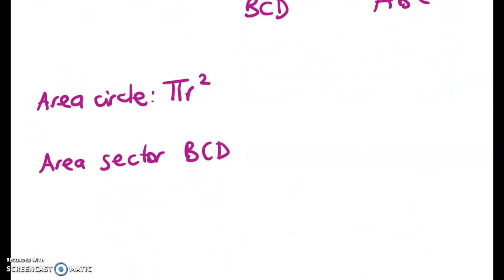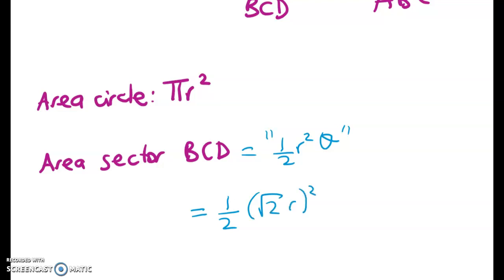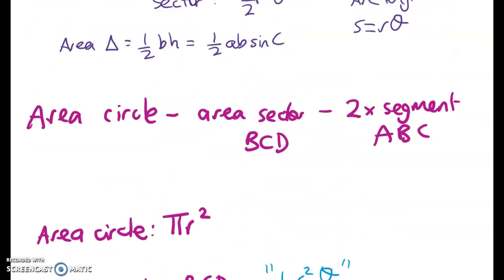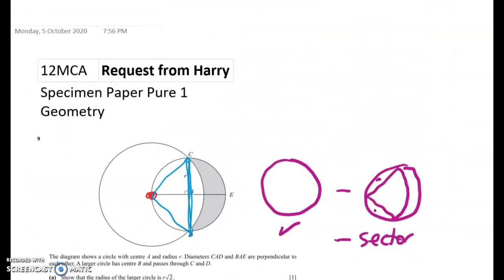So that means for the sector, my formula is half r squared theta, right? So here, it's equal to a half times root 2r squared times pi on 2. When I simplify that, I get 2r squared on 2 times pi on 2, which gives me pi r squared on 2. Now let's do the last bit, the area of that little segment.